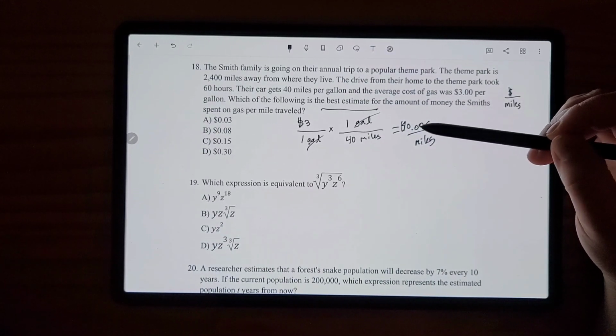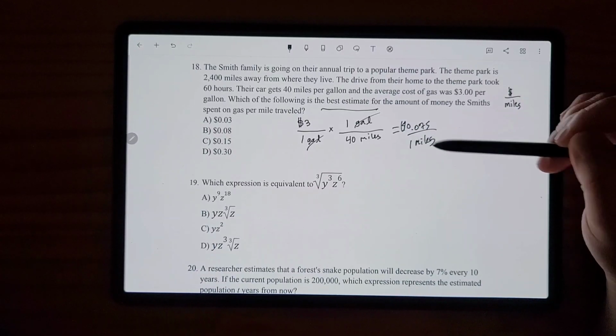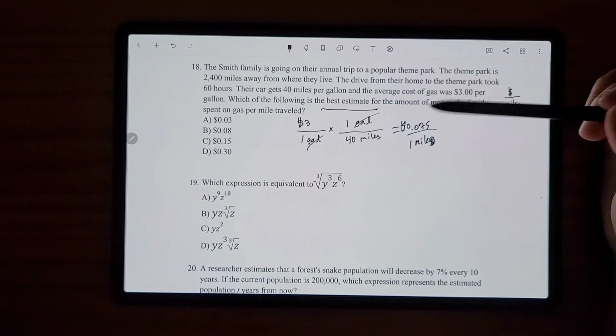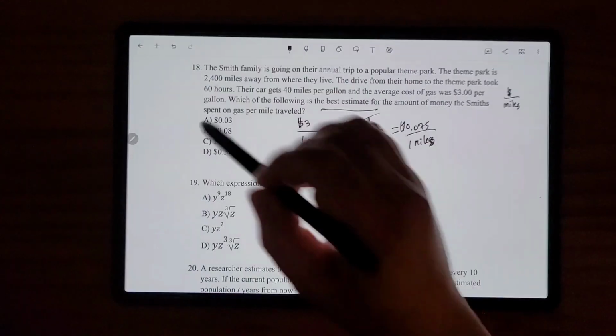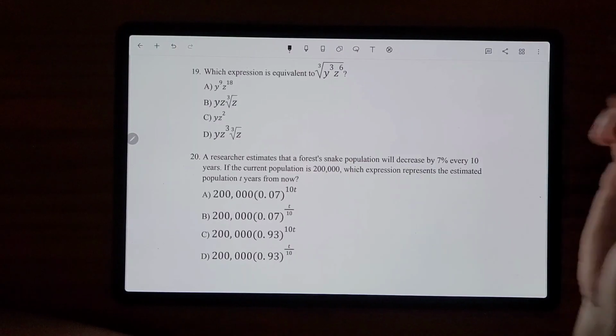So $0.075 per 1 mile, or per mile, however you want to say it. So what's that closest to? Well, that would be closest to 8 cents per mile, B. Okay, so let's go to number 19.